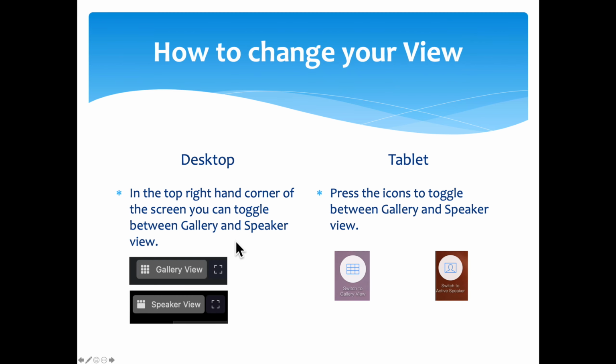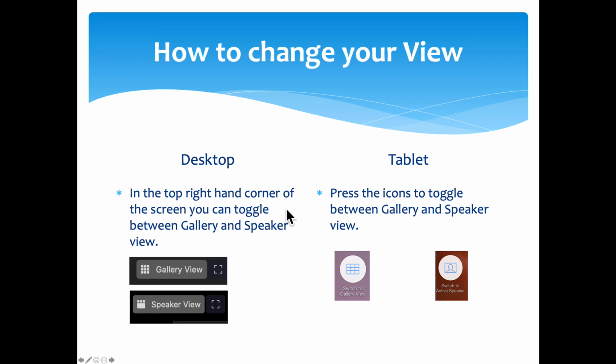If you're using a desktop, the control to switch between the gallery and speaker view is at the top right-hand corner of the screen. So if you're in speaker view and wish to switch to gallery view to see all the participants, you would then click on the control, which would then change the view to show all the participants, and the button itself would now change to say speaker view. So if you clicked on the button while you're in gallery view, it would then change over to speaker view.